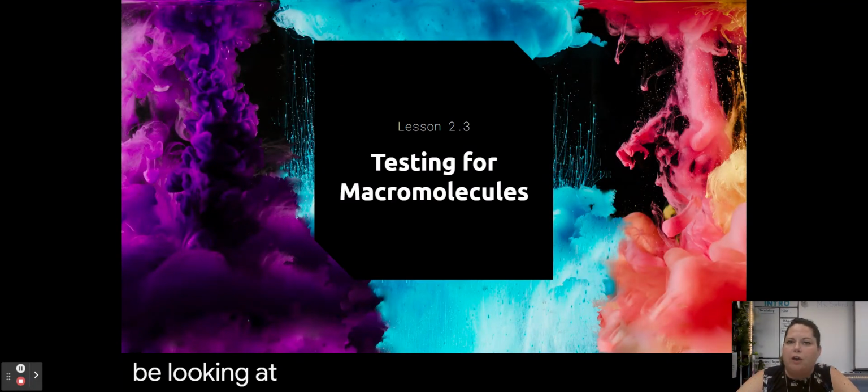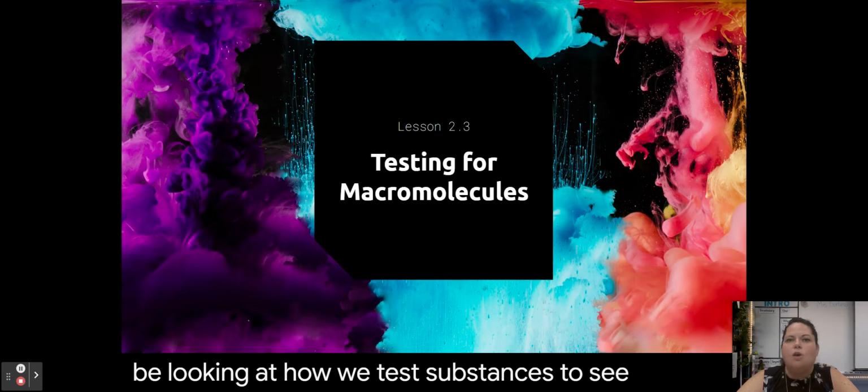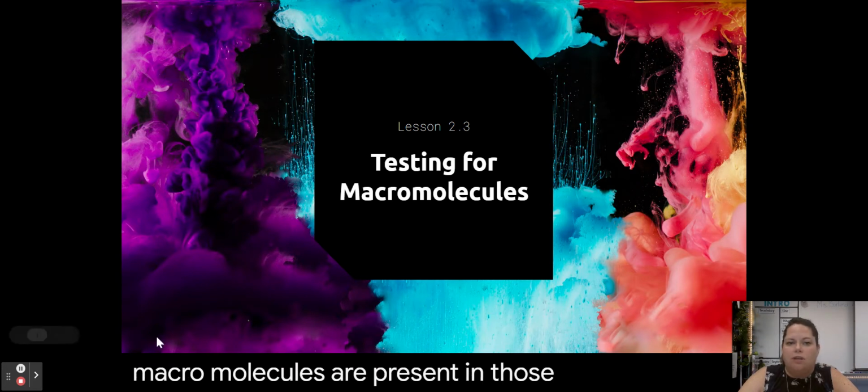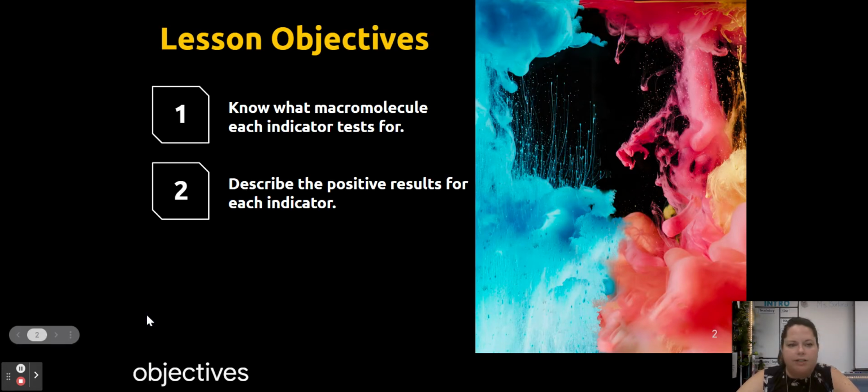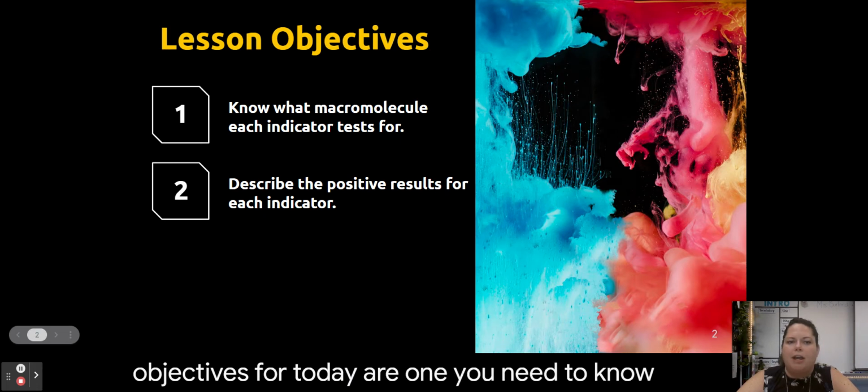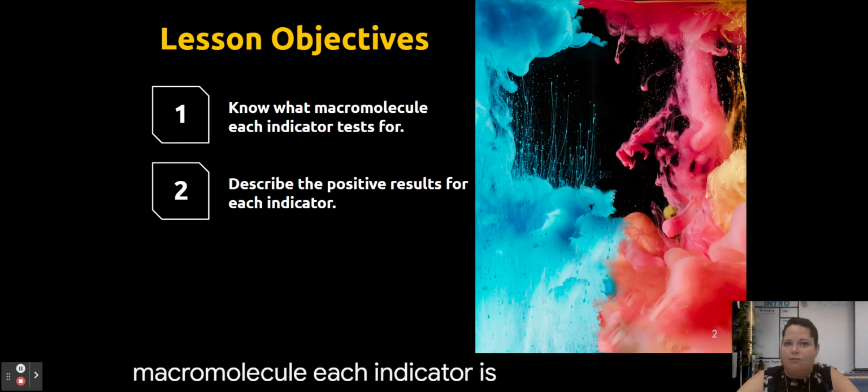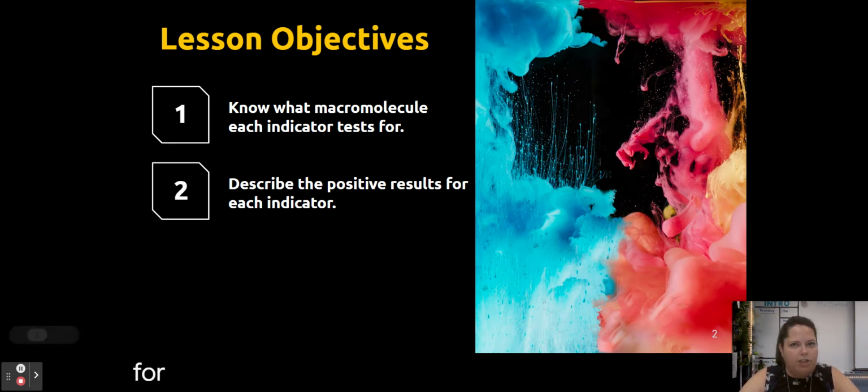We're going to be looking at how we test substances to see what macromolecules are present in those substances. Our objectives for today are: 1, you need to know what macromolecule each indicator is testing for, and you need to be able to describe the positive test results for each indicator.